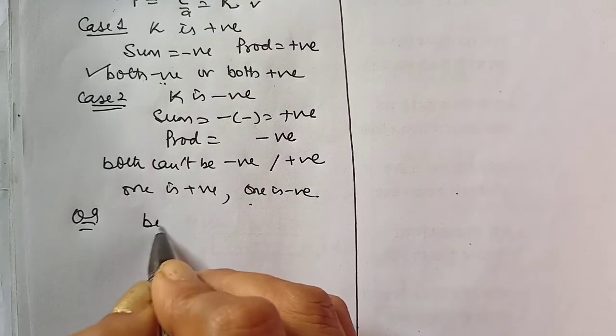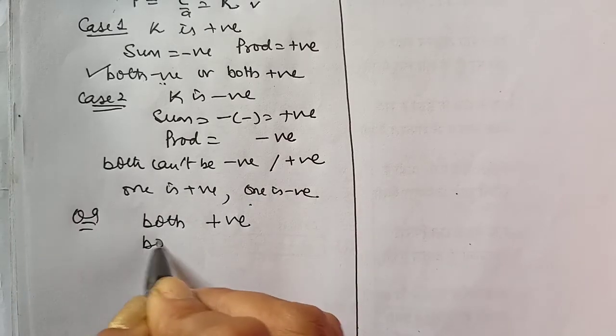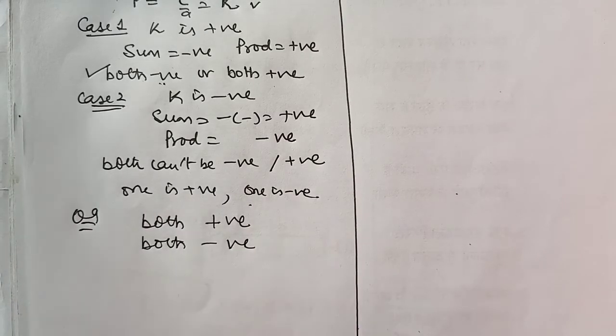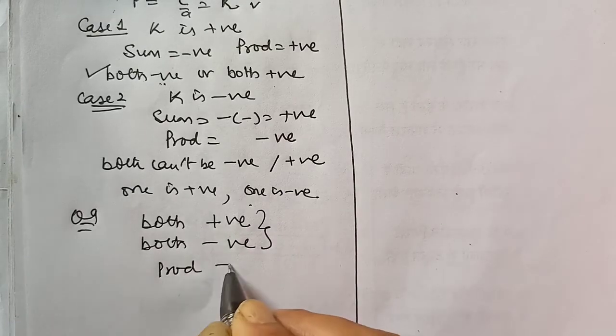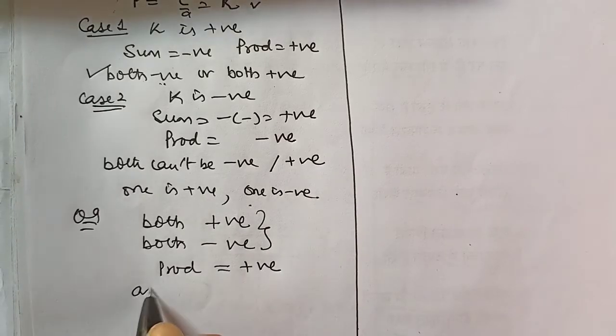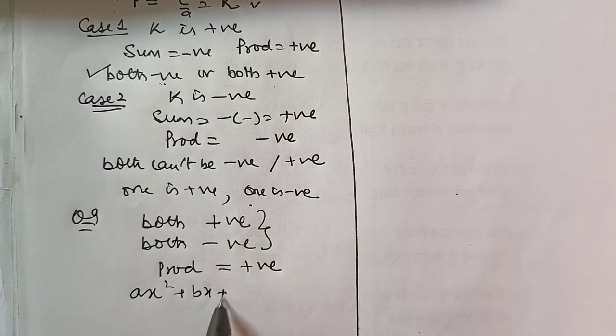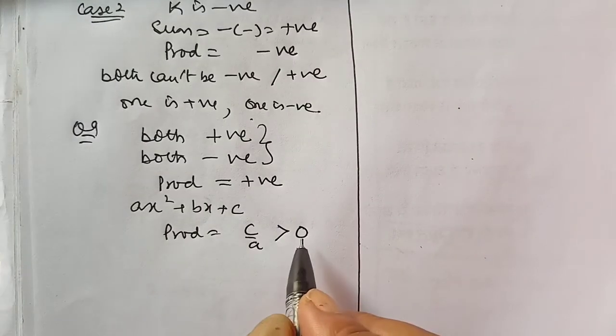Then both zeros are either positive or both are negative because they are equal to each other. So in both the cases, their product must be positive, right? Now let us see what is the product in case of ax square plus bx plus c. The product of the two zeros is c over a. That means c over a must be positive, alright? C over a must be positive.